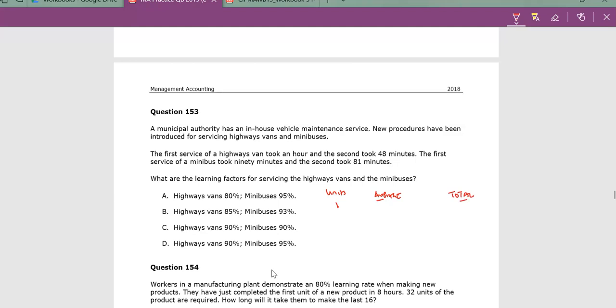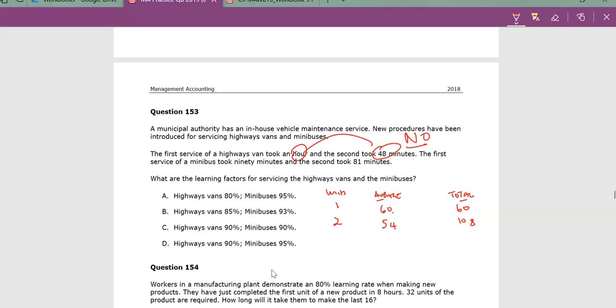So it says the first service took an hour, which is, I'm going to use 60 minutes. And therefore, in total, that would have been 60 minutes. Then it says that the second took 48 minutes. So if the second took 48 minutes, that means in total, when they made both units, it would have taken 60 plus 48, which would have been 108. Which means on average, to make 2 units, you have spent 54 minutes. That's the thinking here. It's not that the learning curve is between the hour and the 48 minutes. No. It's about average.